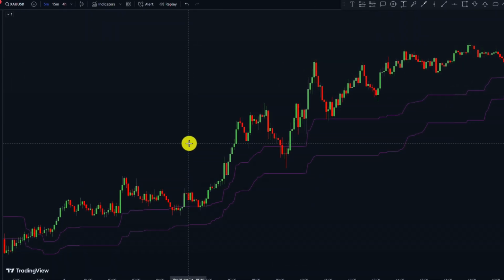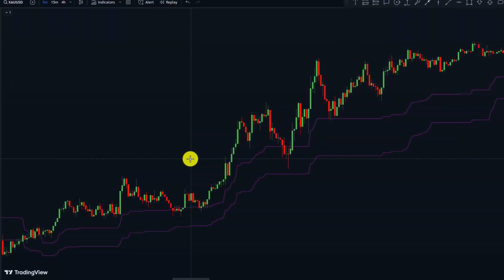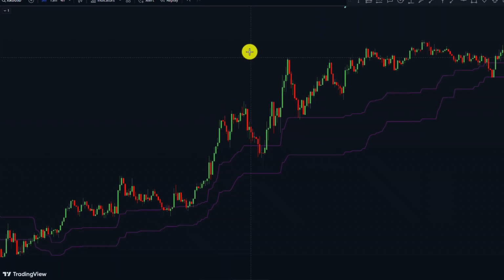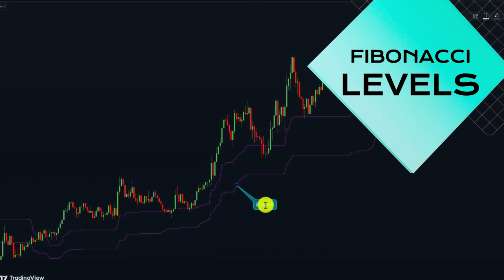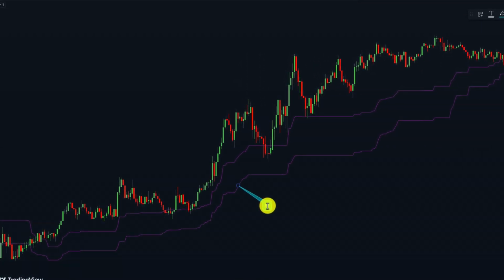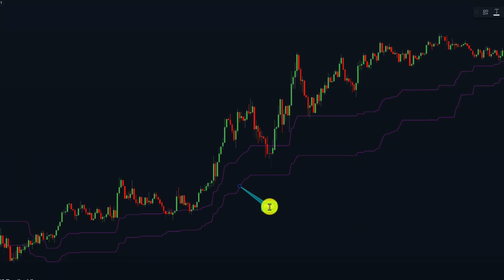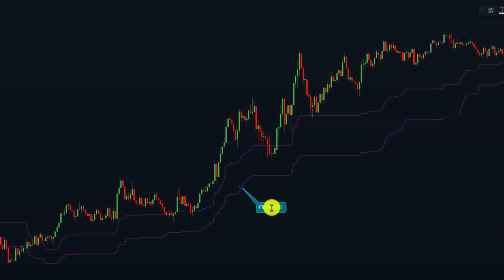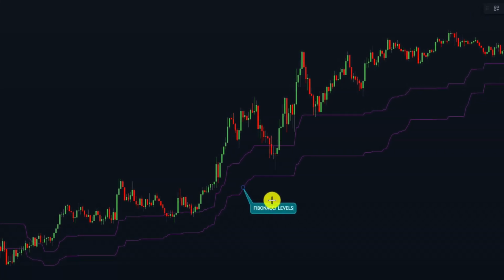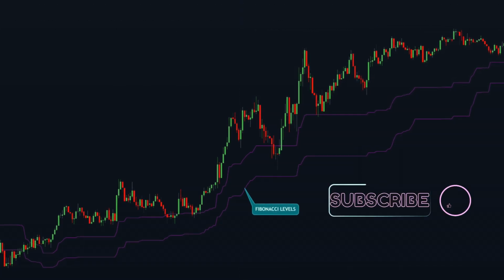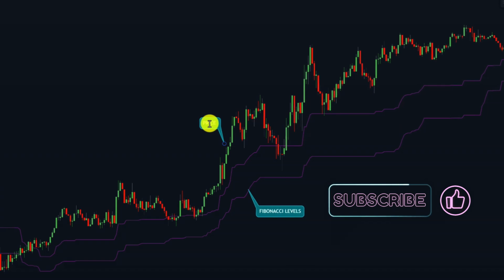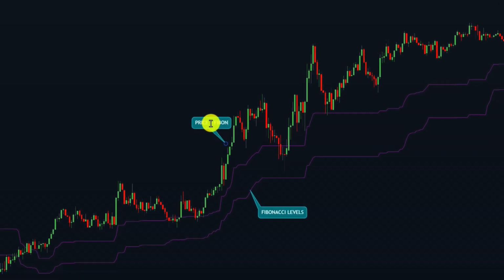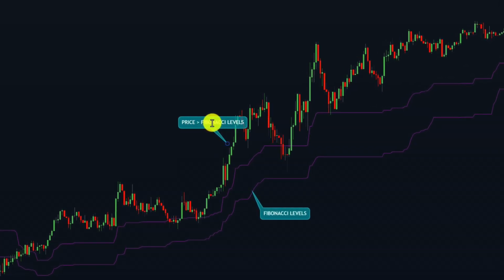Now the indicator is set up, you'll notice it draws two lines on your chart, known as Fibonacci levels. These lines are incredibly useful for identifying trends. Fibonacci levels are based on Fibonacci sequences, a series of numbers with unique mathematical properties often found in nature. In trading, these lines help us identify potential support and resistance levels, which are key areas where the price might reverse or continue its trend.